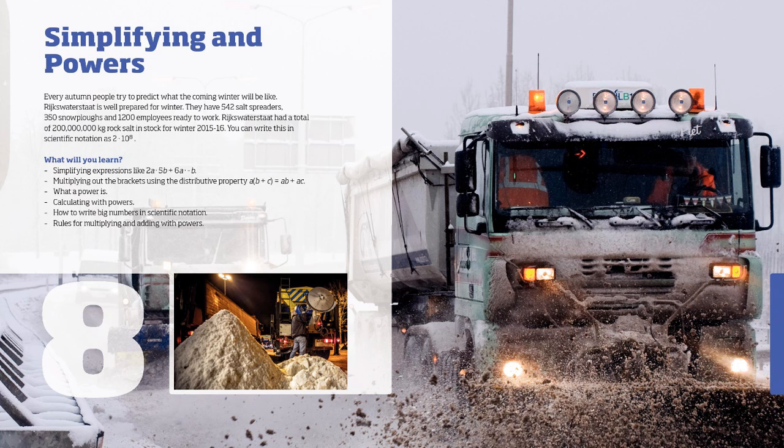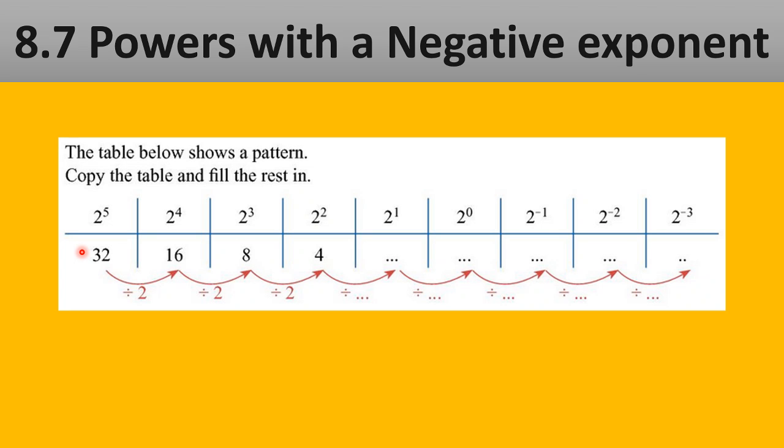Let's take a look at the last paragraph of this chapter, which is still about multiplying and adding with powers. Well, it's more about powers in general right now. We're going to take a look at what happens when we have negative exponents. To explain this a bit, I'm first going to take a look at this table right here.